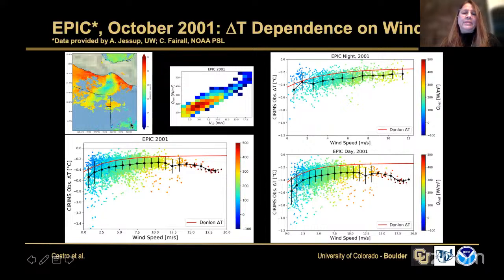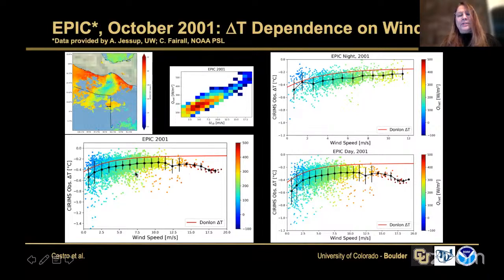This is a second experiment, and I don't have time to describe it in detail, so I'm going to jump to the delta T versus wind speed dependence. And here, the interesting part is that we have an observed dependence that has the same shape as Donlon, but the curve is pushed down to stronger, cooler delta T's.